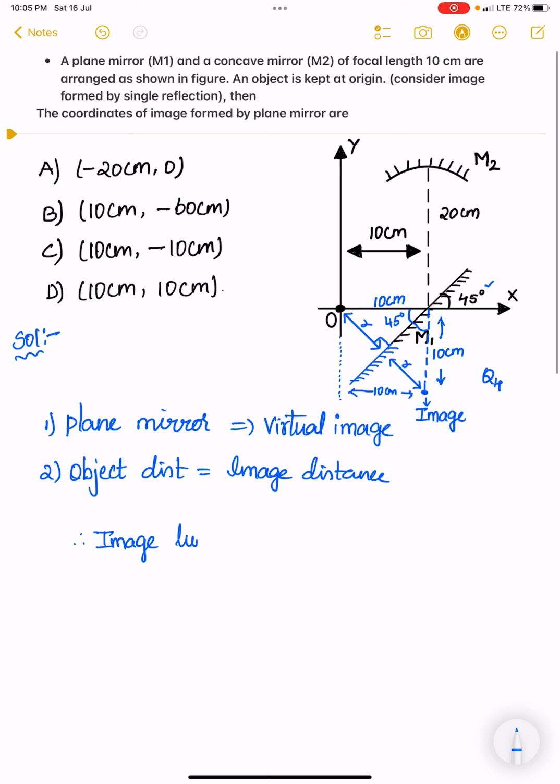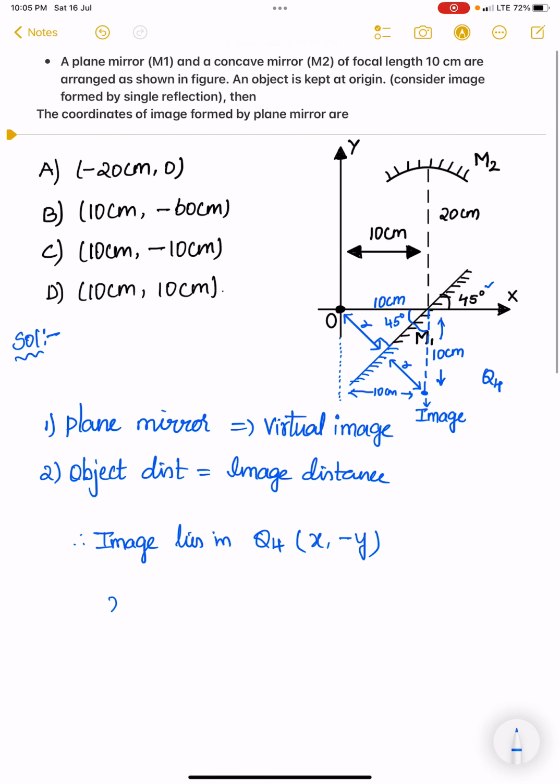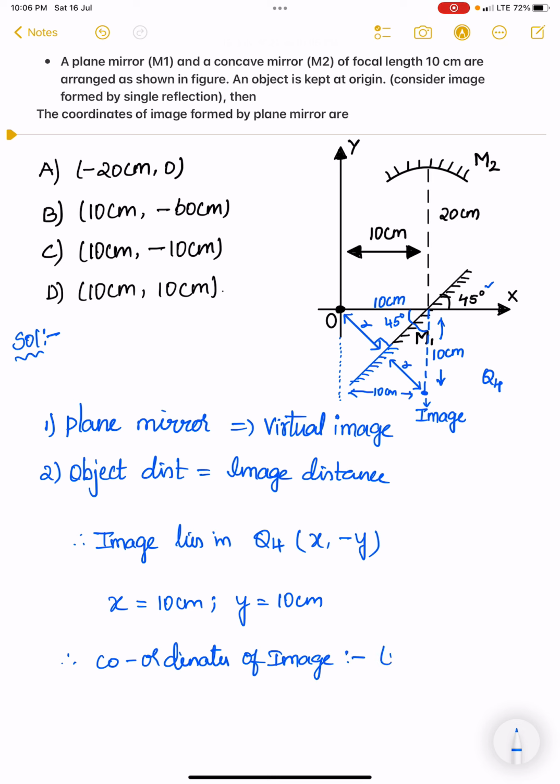Therefore the image lies in quadrant 4, and quadrant 4 takes the x-coordinate positive and the y-coordinate negative. From the figure, the distance of the image from the y-axis, that is x, is 10 cm. And the distance of the image from the x-axis, that is y, is again 10 cm. So the coordinates of the image are x comma minus y, which is 10 centimeter comma minus 10 centimeter.